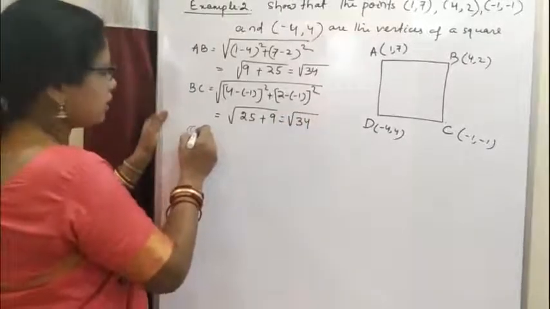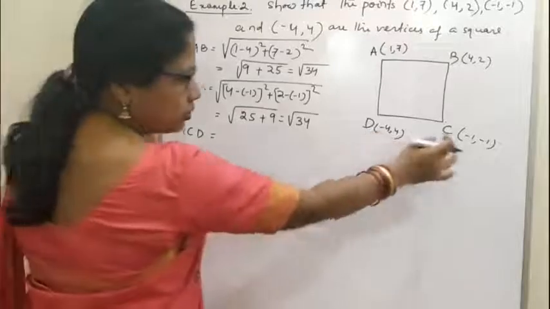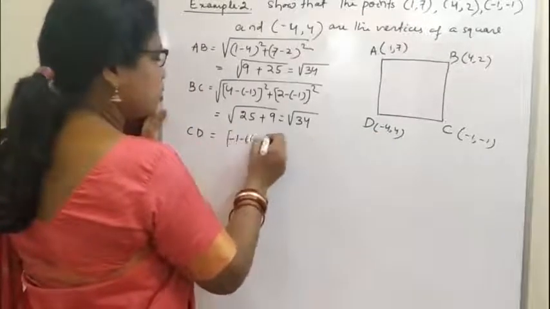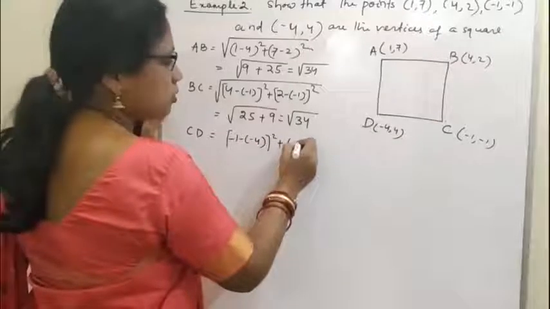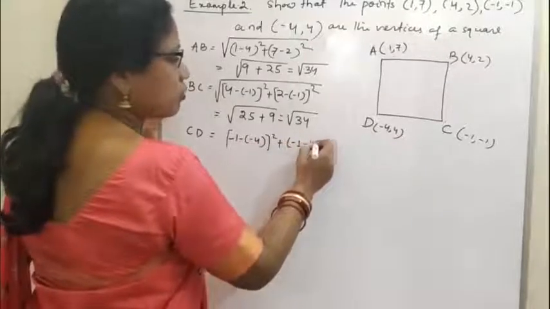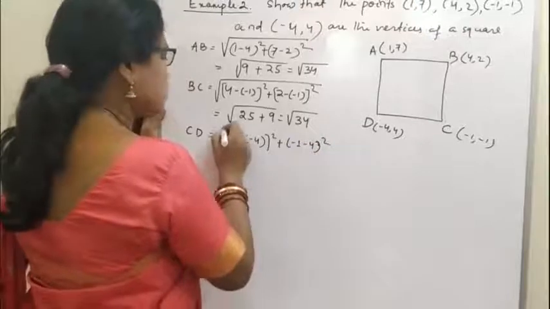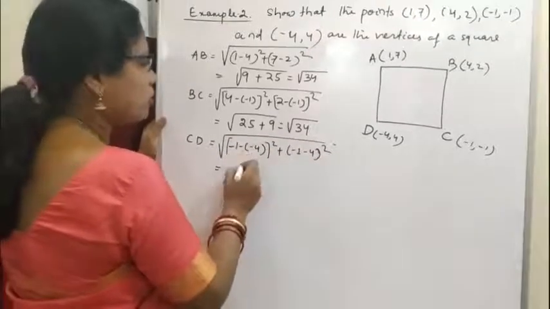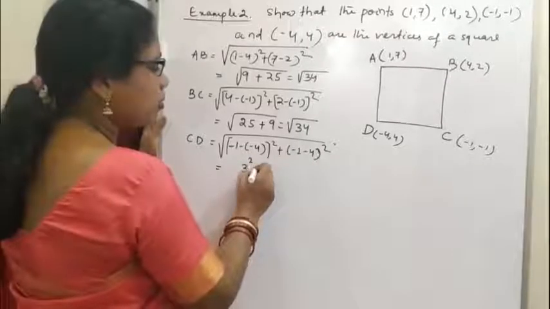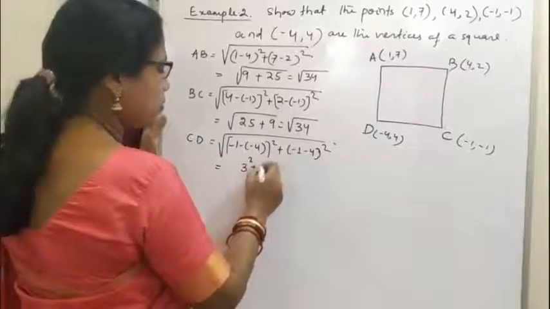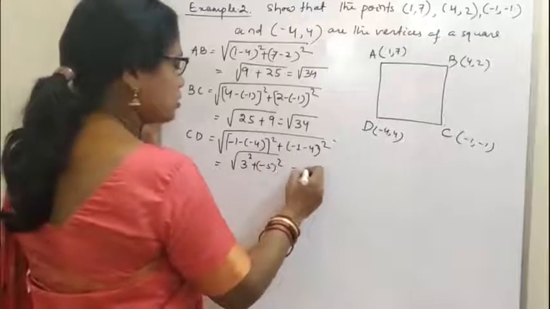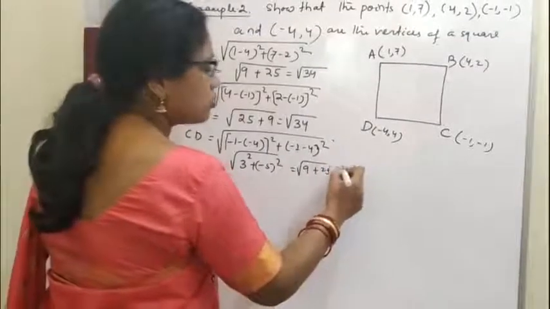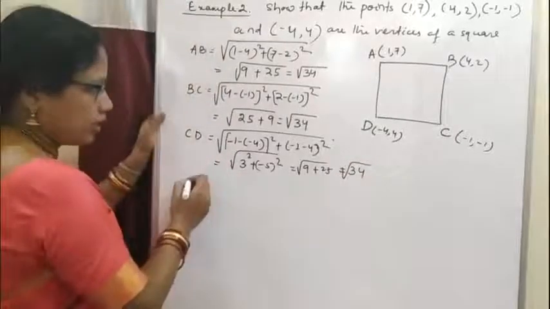Then CD. CD is equal to square root of (-1 minus -4) whole square plus (-1 minus 4) whole square. So this is equal to -1 plus 4, so this is 3 square plus (-5) whole square. So this is equal to 9 plus 25. This is equal to square root of 34. Again AD.